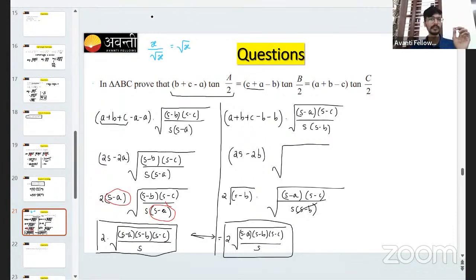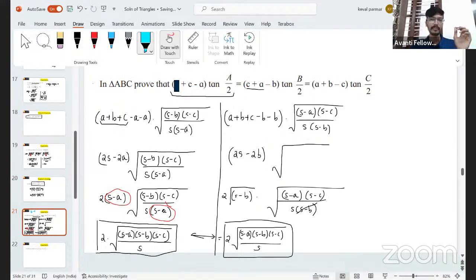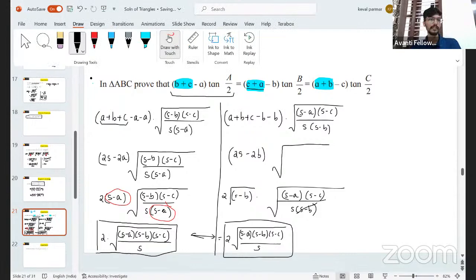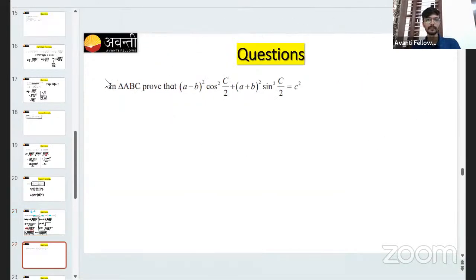The main thing you need to learn in this question is this: if you see something like this, then we can add or subtract and get s. Got it? So let's move on to the next question.